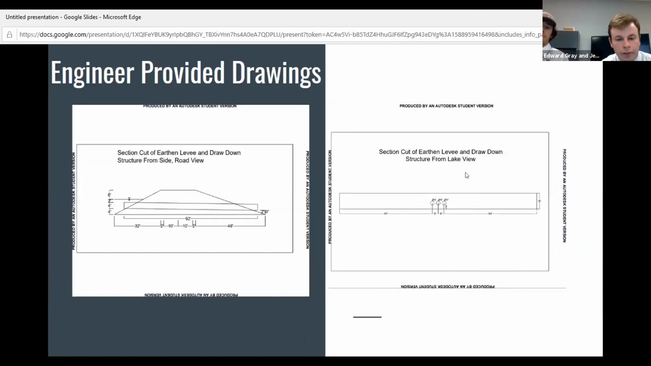So here we have the designs that were provided by the senior civil engineering design team. As you see on the left, we have the section cut of the levee, which shows us how wide our base levee will be, and then also you can see where the culverts will run through the levee and how far they are. The bottom of the culvert is 4 feet from the bottom of the levee.